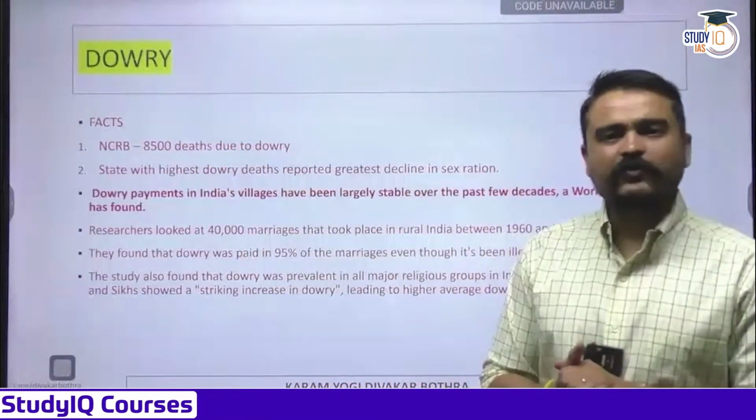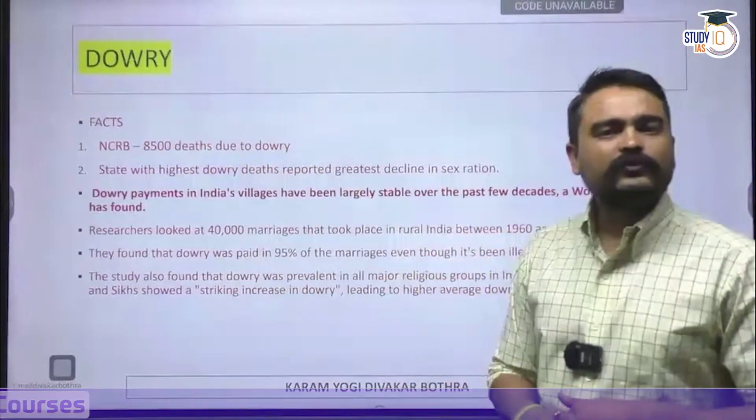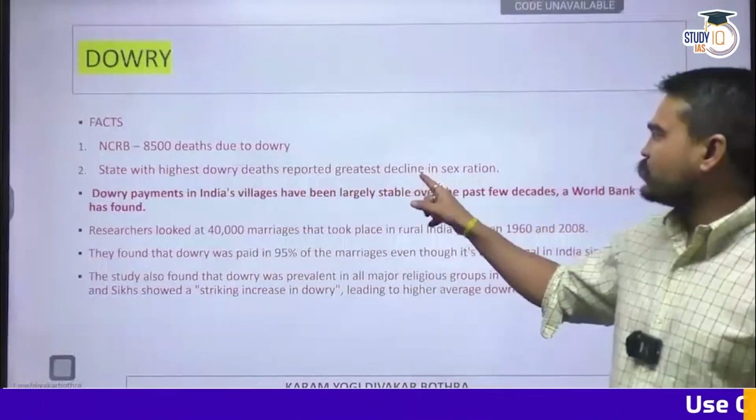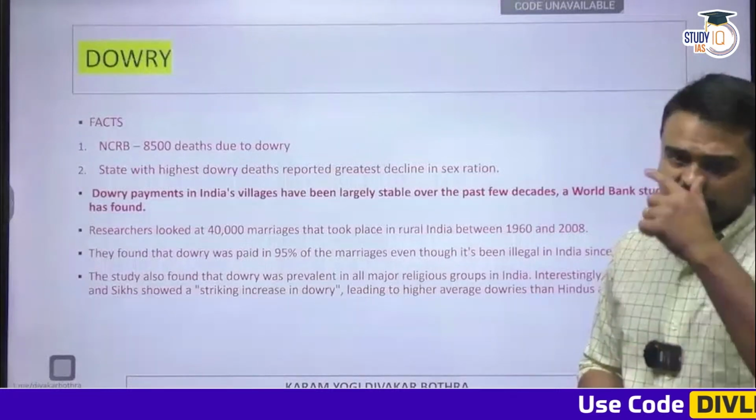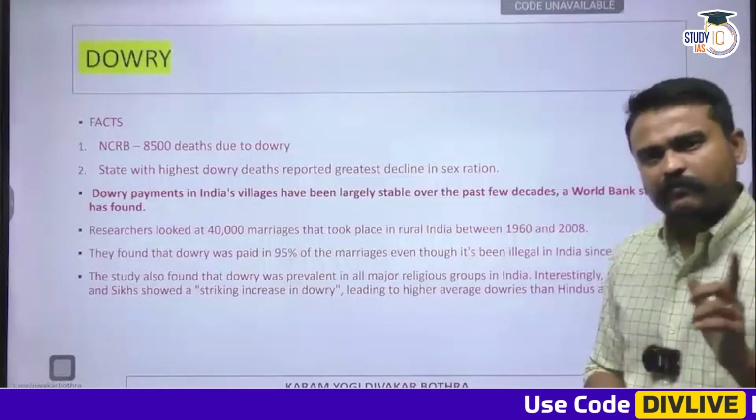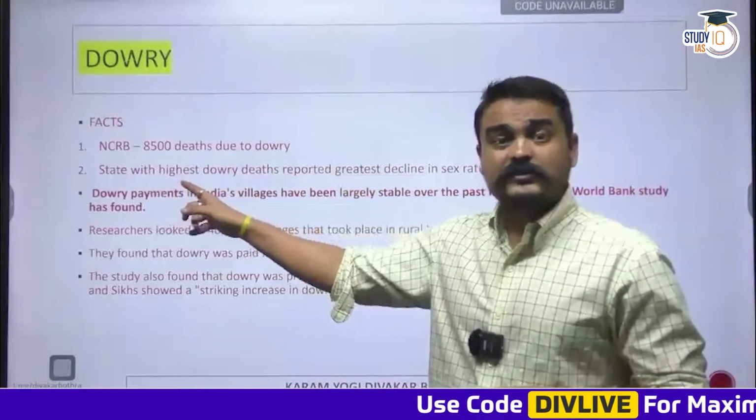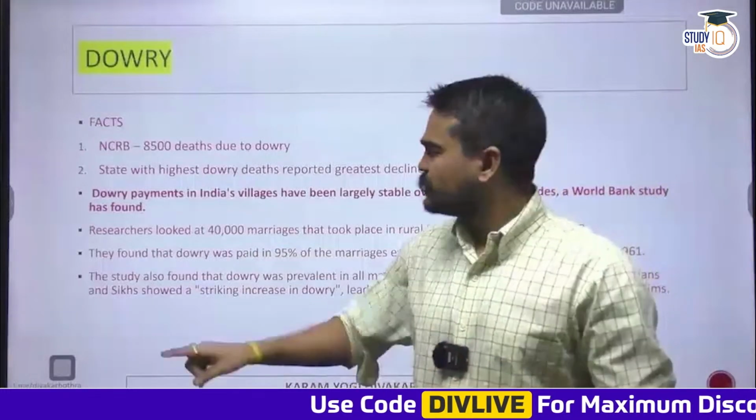If you look into the facts of dowry, NCRB reports 8,500 deaths due to dowry per annum. The state with the highest dowry deaths reported the greatest decline in sex ratio. A very important point which you should frame in your mind and keep there forever: wherever dowry deaths are high, the sex ratio is less, because people do not give birth to a girl child.